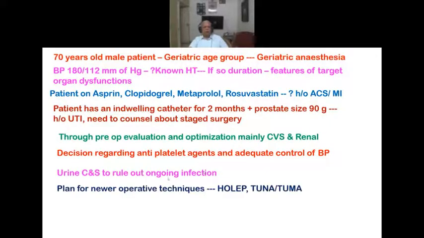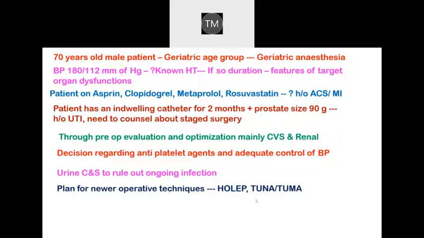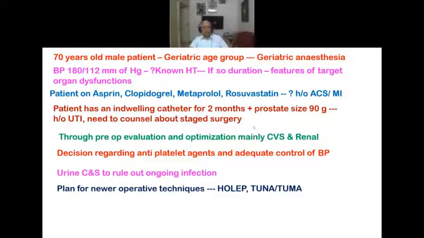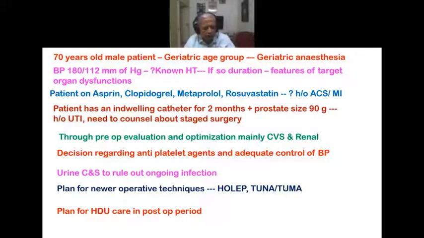Plan for newer techniques like HoLEP and TUNA. The patient has been on anticoagulants for a long time, and you should plan for HDU care. Nowadays, there's a tendency to operate and send the patient home the same day. It's being done as a daycare procedure because of the advancements in technique and facilities. But with these sort of patients, you have to hold them back, given the history of cardiac problems and other things. So you have to fix the presentation.